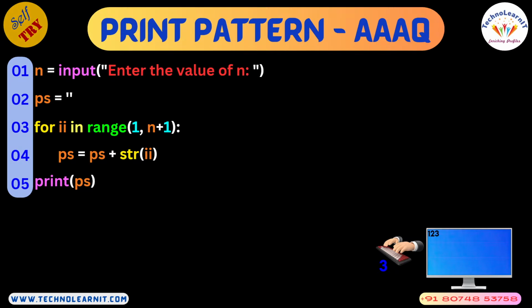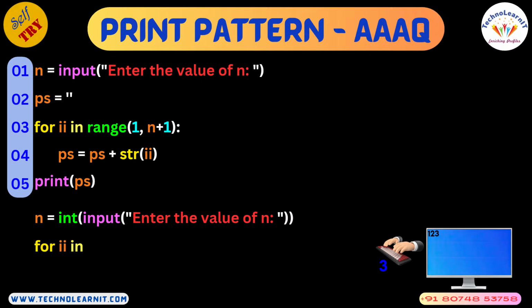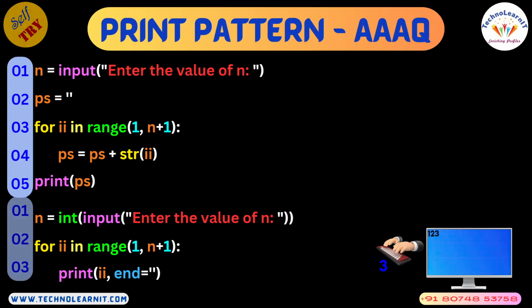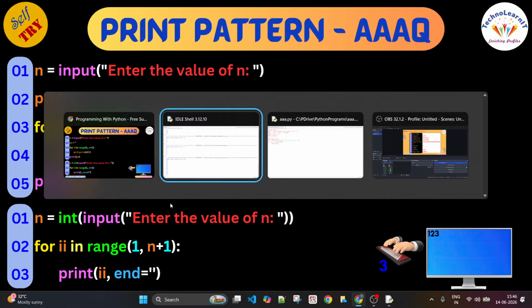That's all. If you are not allowed to use any string functions, the other way is to read the user input, convert it into an integer, and use the same for loop as you see on the top, and just print the value of ii. And make sure the end value is an empty string. You can use the above 5 lines of statements if you are allowed to use string related operations. Otherwise, you can use these 3 lines of code to produce this pattern. Let us practice.